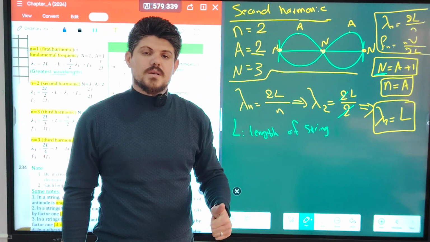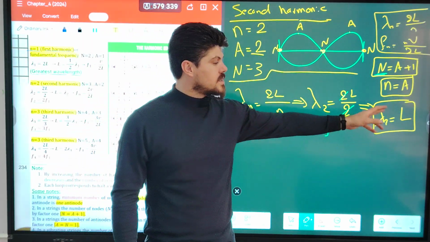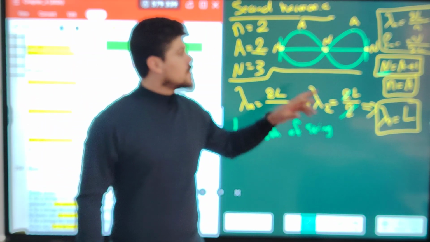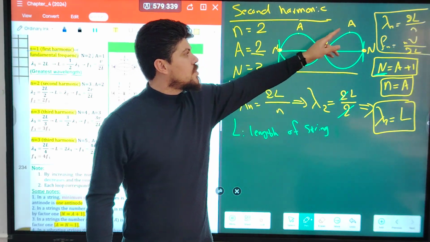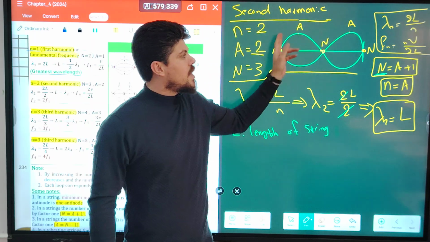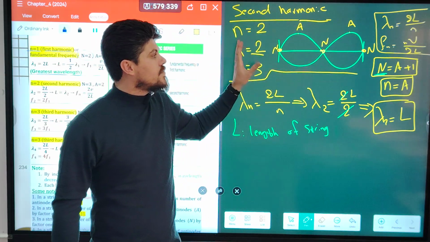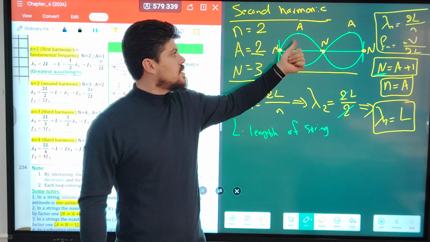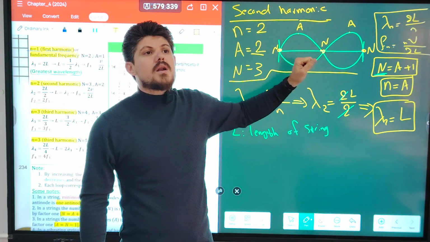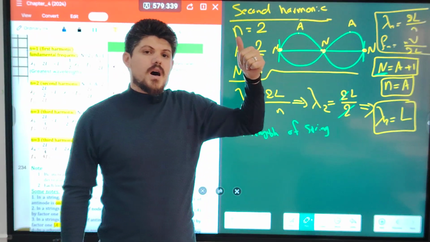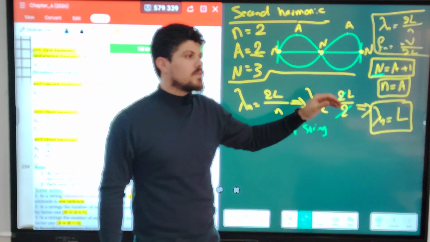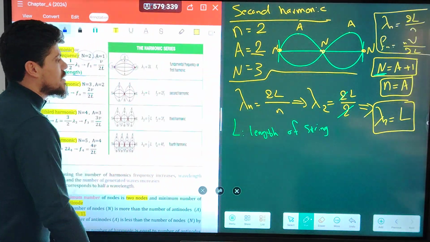In the second harmonic. In which harmonic is the wavelength equal to the length of the string? In the second harmonic, when n is equal to 2. Or you can say when the string vibrates with 2 antinodes and 3 nodes. When this vibrating string vibrates with 2 antinodes and 3 nodes, which harmonic is present in the string? The second harmonic, harmonic number 2. Why? Because in the second harmonic, the string vibrates with 2 antinodes and 3 nodes.